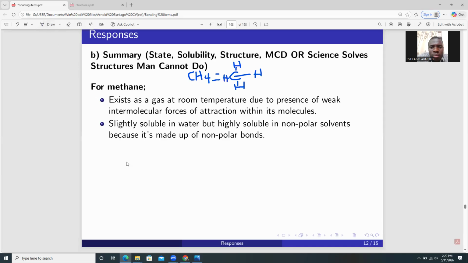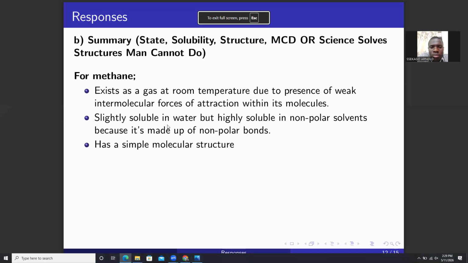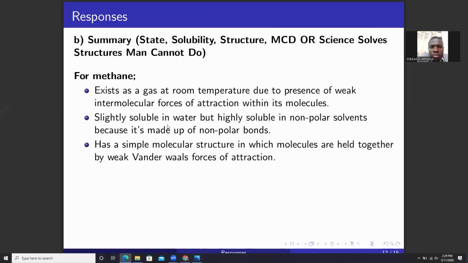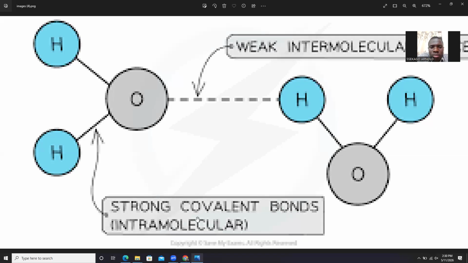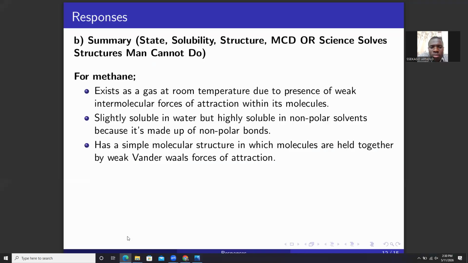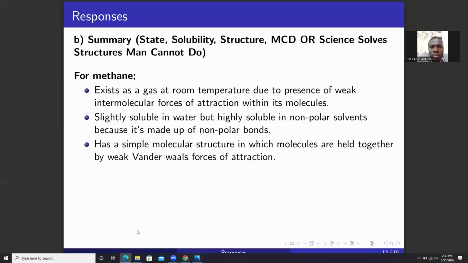The other property is structure. Methane has a simple molecular structure, in which molecules are held together by weak intermolecular forces of attraction. Like for our water here, are you seeing the weak intermolecular forces of attraction joining the H2Os, the van der Waals forces of attraction? The same thing occurs here. It has a simple molecular structure in which molecules are held together by weak van der Waals forces of attraction.